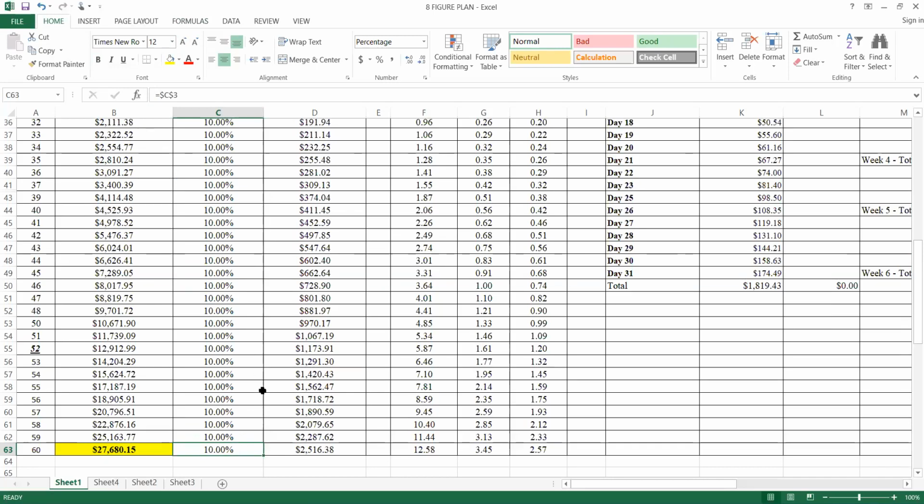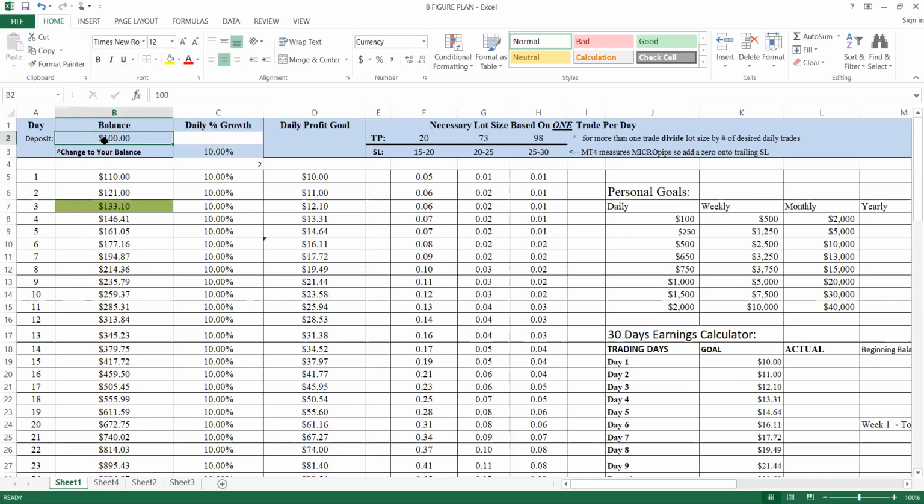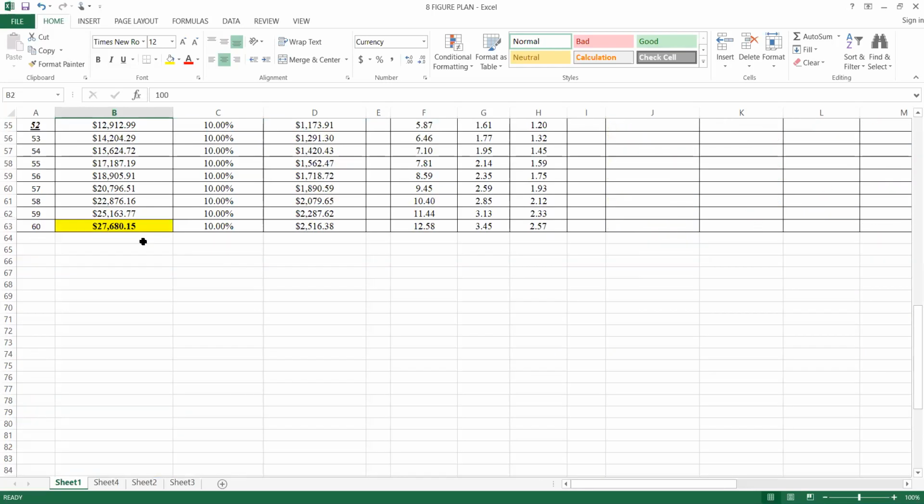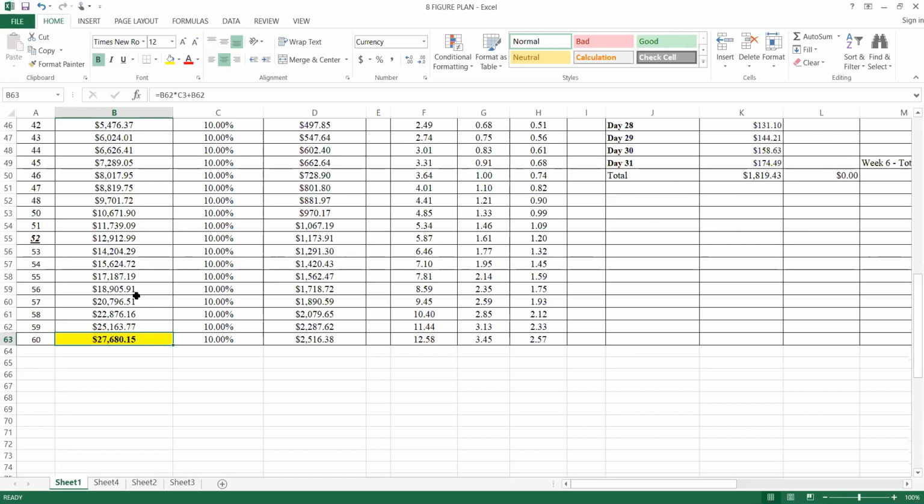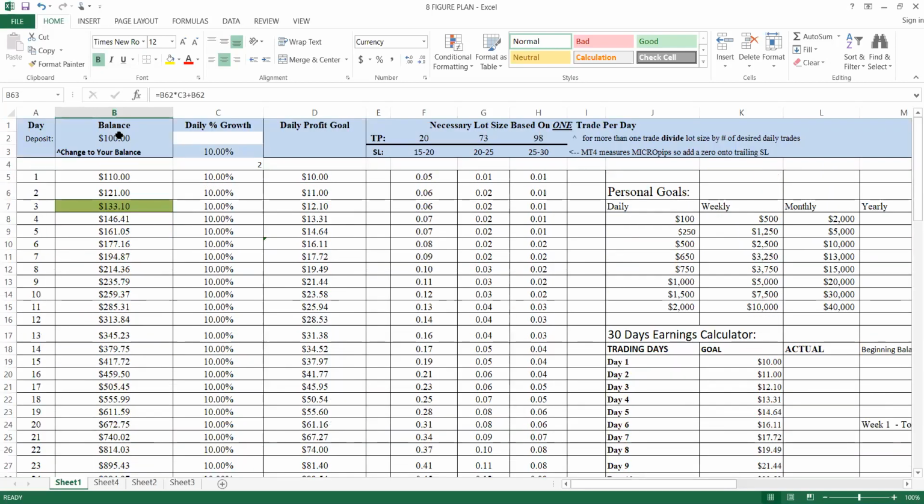Personally, I'm going to start with $100 maybe tomorrow or the next day, using only the Harmonic scanner strategy. In 3 months, guys, 27,680.